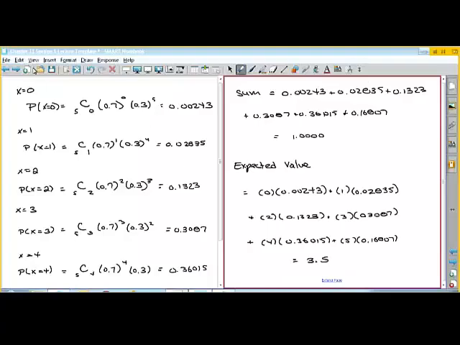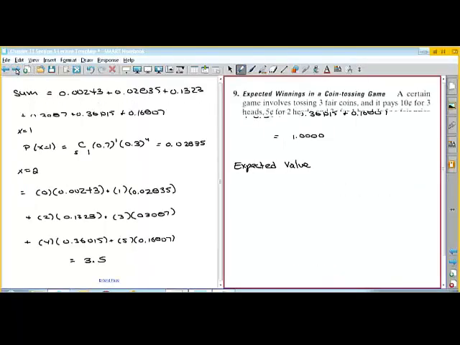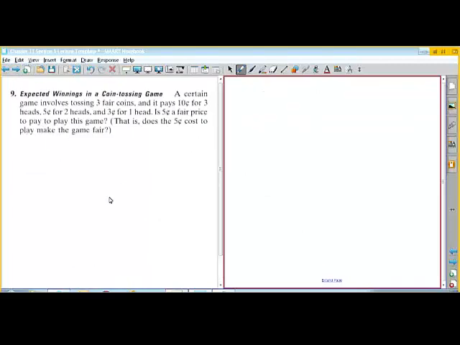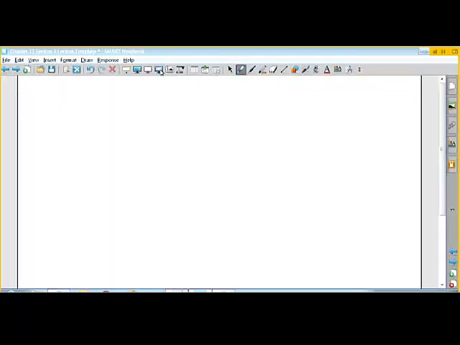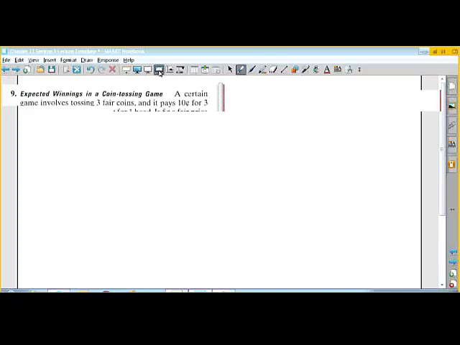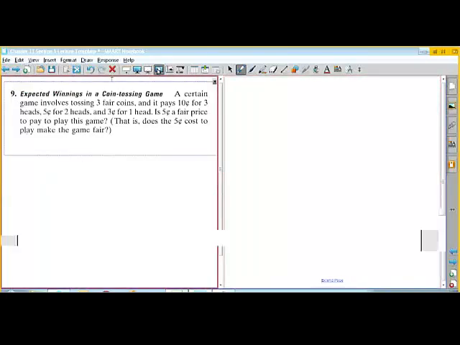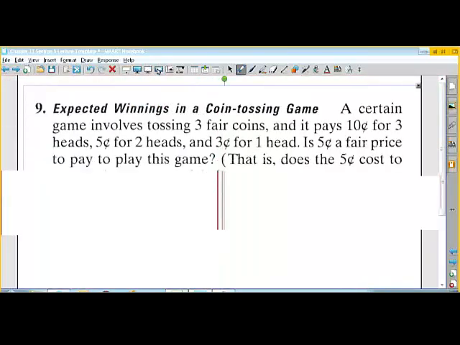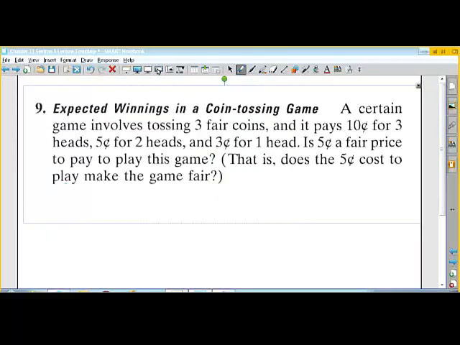Times the probability, you get the expected value. So same kind of deal. What we're going to do is work through some problems here that are not basketball problems, but they're game problems. Let me put this on one page so you can see it. So this is problem number 9.